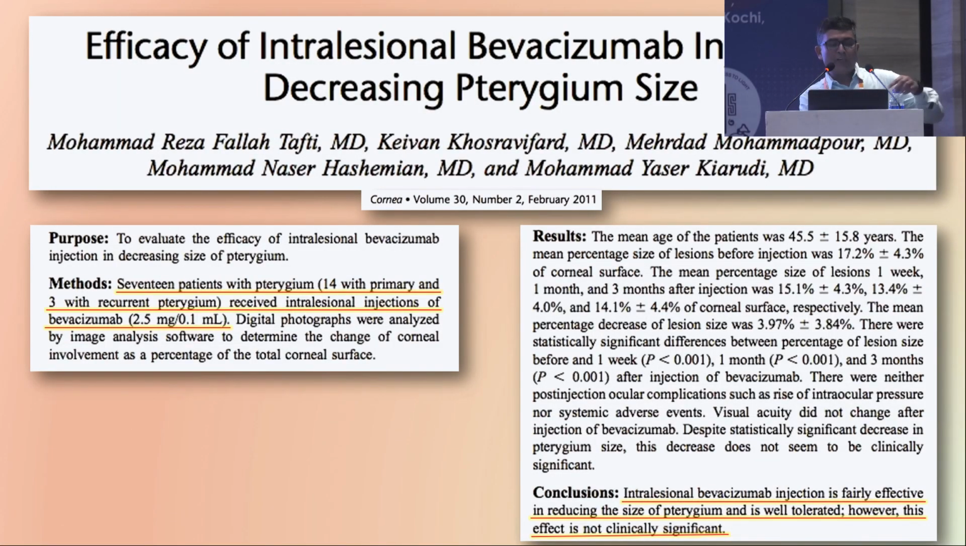This RAJIV group studied the decrease in pterygium size with an intralesional injection of Avastin. They studied 17 patients, 14 with primary pterygium and 3 with recurrent pterygium. The dose was 2.5 mg in 0.1 ml, and they concluded that the intralesional Avastin injection was fairly effective in reducing the size, but that was not very clinically significant.